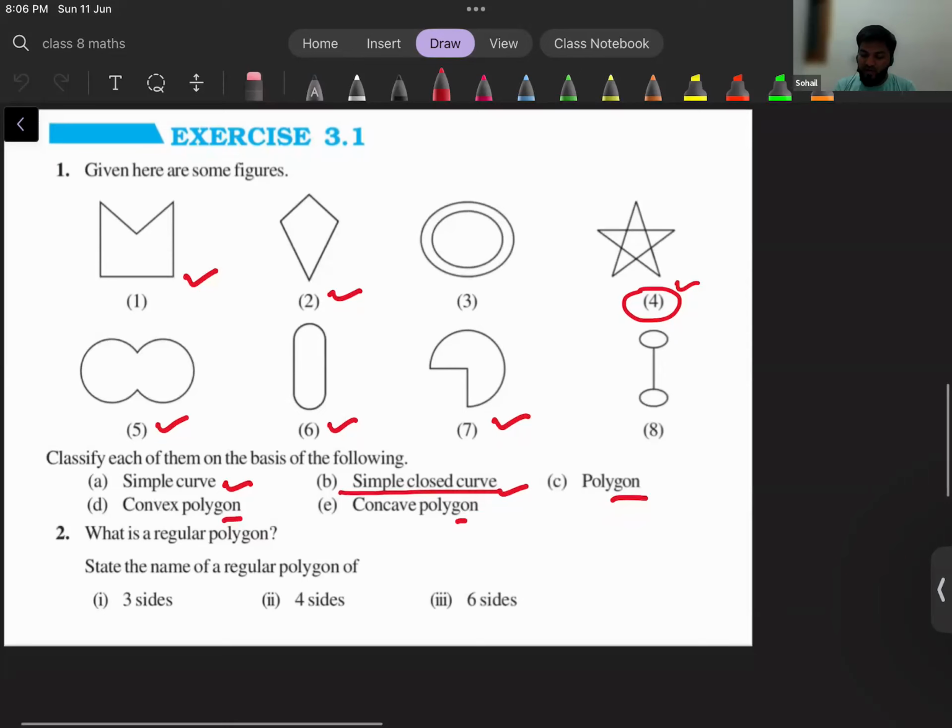Then you have got polygon. To categorize a polygon, you actually need to have straight lines in the figure. So figures 1 and 2, these two are polygons here, right, guys? And what about convex and concave polygon? Identify them also.